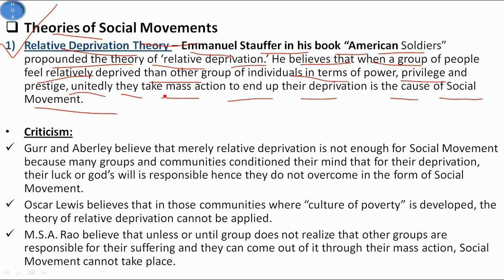So basically he studied the American soldiers, in which black soldiers were not paid as well as white soldiers, and their jobs were also more derogatory than the whites'. This always led to a sense of deprivation among the black soldiers, who went for mass action, and he believed that the feeling of relative deprivation is the cause of social movement.